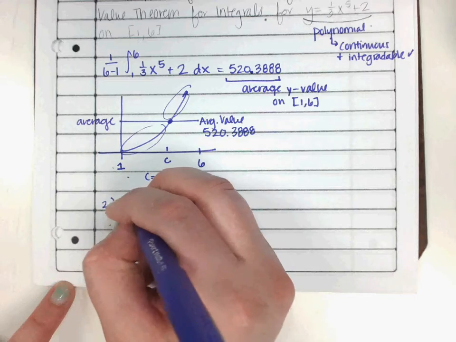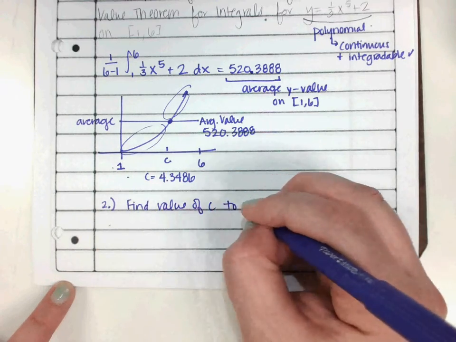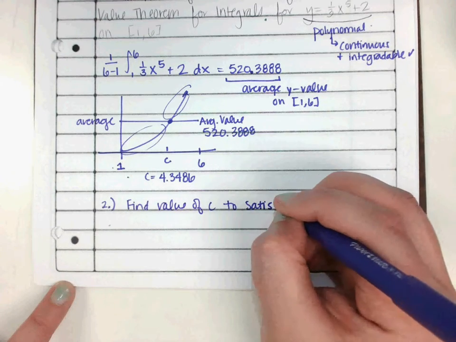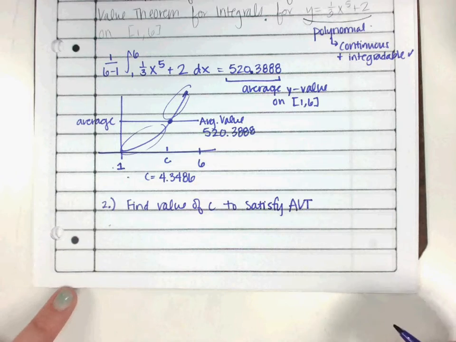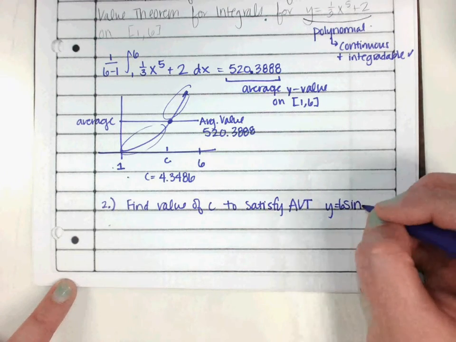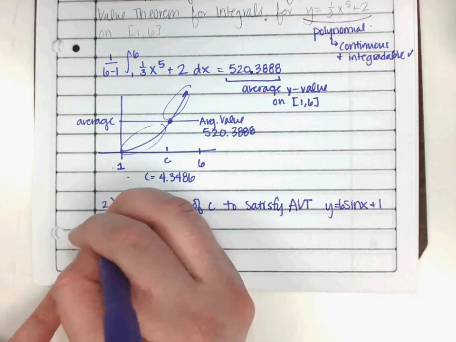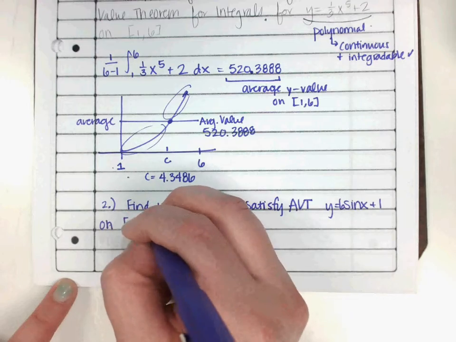So I'm going to put find value of C to satisfy AVT for average value theorem. y equals 6 sine x plus 1 on, we'll do 1 to 4.